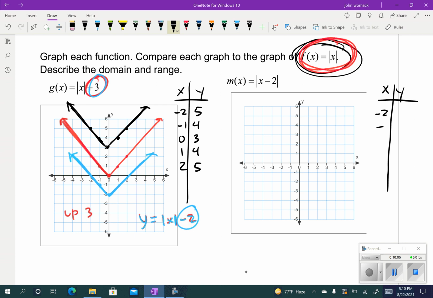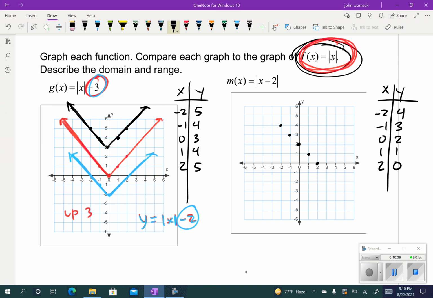If you use those same points, what you'll find is this. If I plug in -2, minus 2 is -4, the absolute value is +4. If I plug in -1, minus 2 is -3, the absolute value is +3. If I put in 0, I get 2. If I put in 1, I get 1. If I put in 2, I get 0. So if I plot those points, it's looking like this: -1, 3; 0, 2; 1, 1; 2, 0.